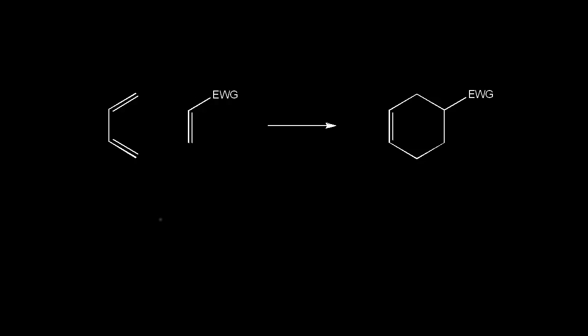The Diels-Alder reaction is a very important reaction because it's used a lot in synthesis to make complicated molecules. On the left we have our diene, so we have two double bonds in that molecule. On the right is our dienophile, so let's take a look at that word. We know that phile means love, so the dienophile loves the diene.